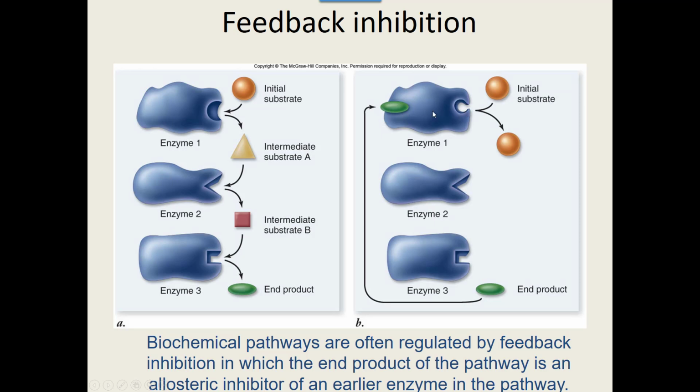This happens in the human body quite often when making various molecules. Sometimes there are various types of hormones. Let's make this type of hormone and release it. Well, at some point, we only want to make so much of that hormone. And so there's a feedback inhibition. That hormone will actually go back and stop the whole process so that you only make as much as you need at a time.